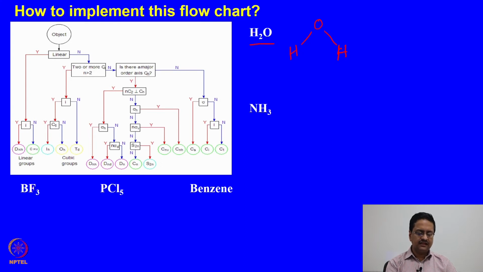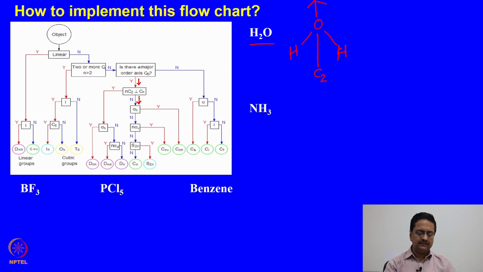Then we ask the next question, is there a major axis Cn? Yes, the molecule has a C2, which is drawn like that. This is my C2. The next question asked is, when it has C2, we come down this way and ask, does it have 2 perpendicular C2s? The answer is no. So, we come down this way.